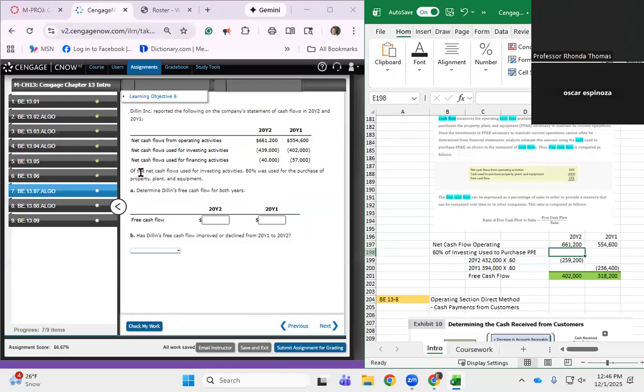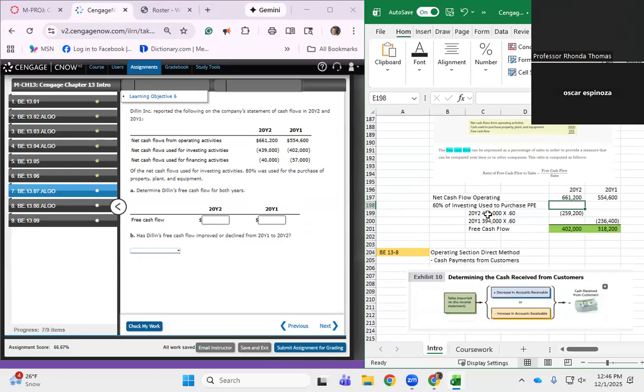Okay, now it says of the net cash flows used from investing activities, 80% was used for the purchase of property, plant, and equipment. So that's what I have here in this little part that's calculating something. I want you to take the amount from year 2 for investing and multiply it by 80%. Okay, so I've got 439,000.